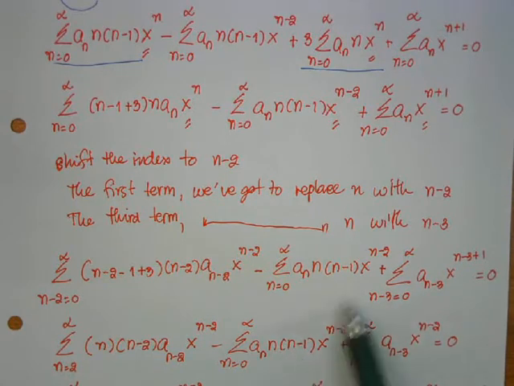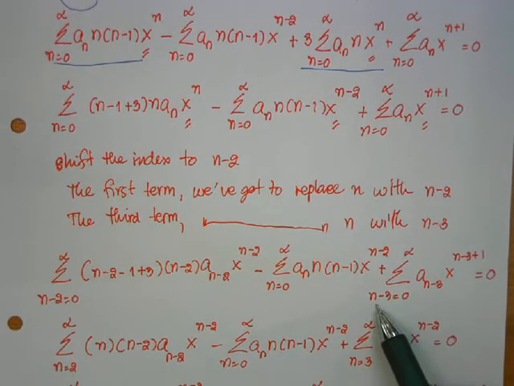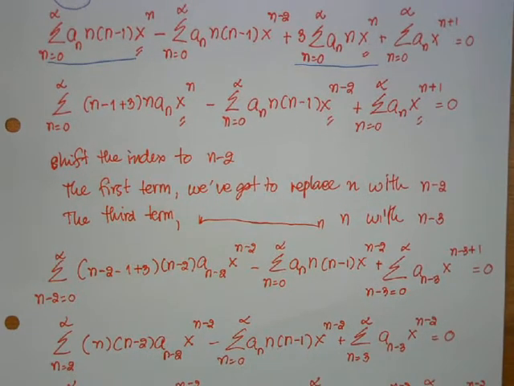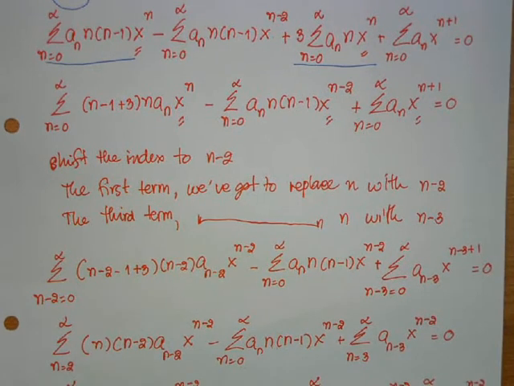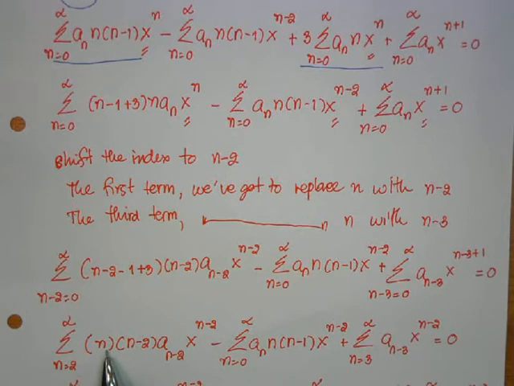This term, we didn't do anything. And this term, n minus 3 equal to 0, so n is equal to 3. And so on. Now, we still cannot combine them together because although we have x to the power of n minus 2 for all three terms, the first term begins at n equal to 2. The second term is starting from n equal to 0, and the last term is starting from n equal to 3. The way that we can do is just that we are going to put 2 into the first equation in order to make this term starting from n equal to 3.